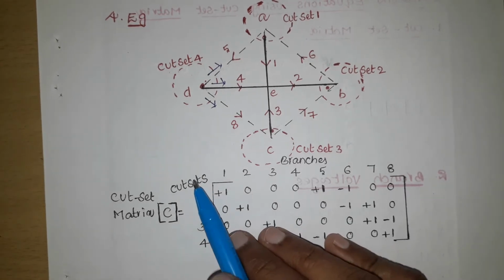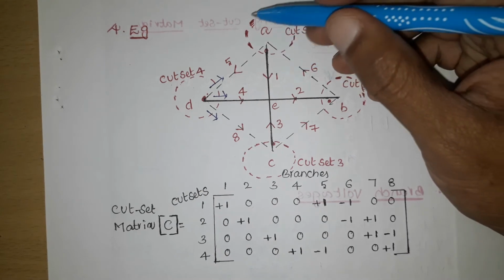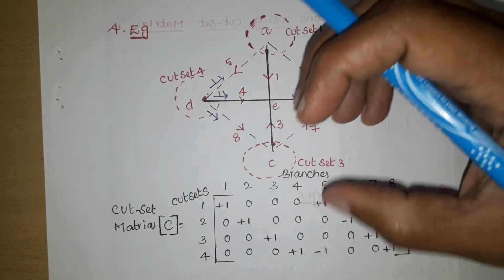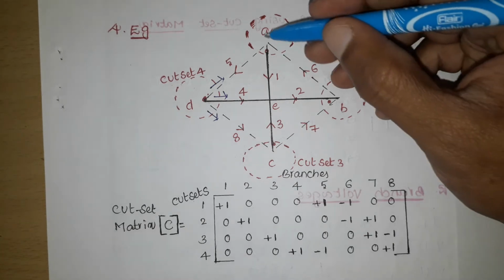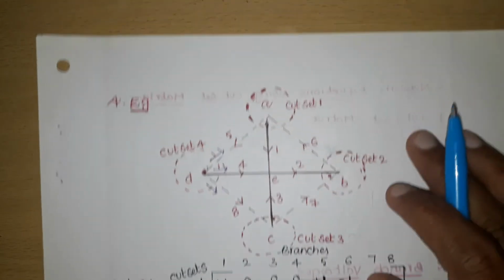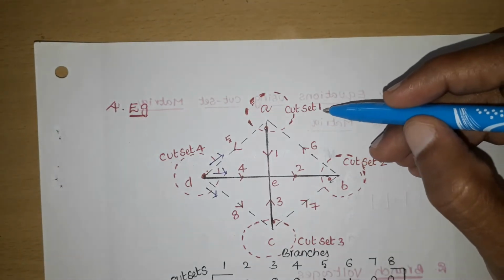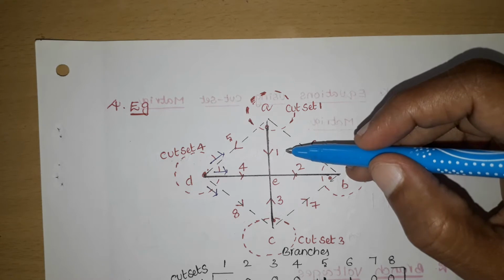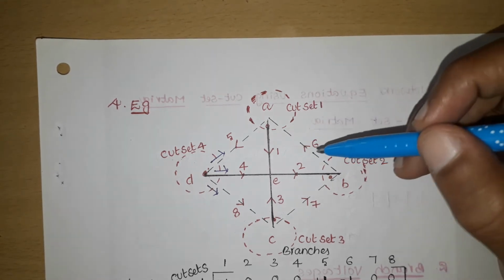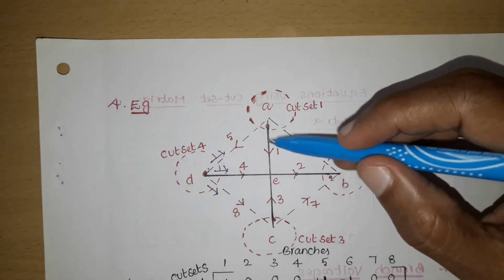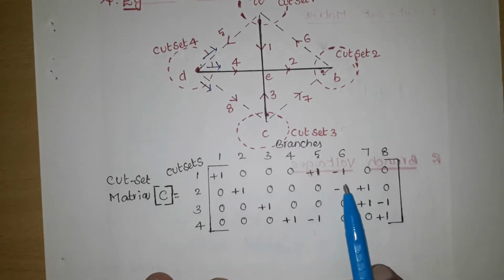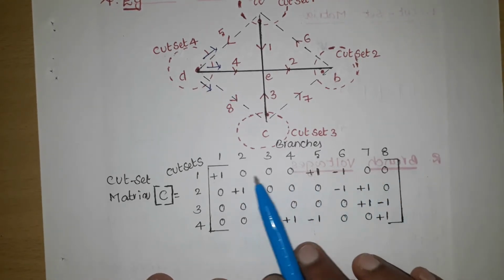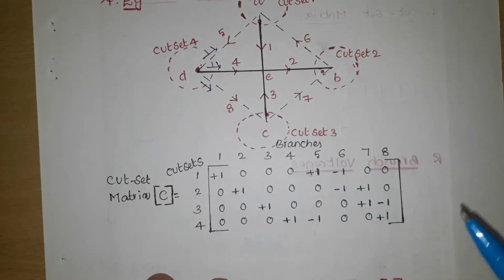So the first cut means we are cutting the first twig with some links such that the oriented graph becomes two separate parts. If we cut like this, this is cut set 1. The branches associated are the first twig, 5, 6, that is 1, 5, 6. So 1, 5, 6 become non-zero elements in the matrix and the remaining, 2, 3, 4, 7, 8, are zeros.